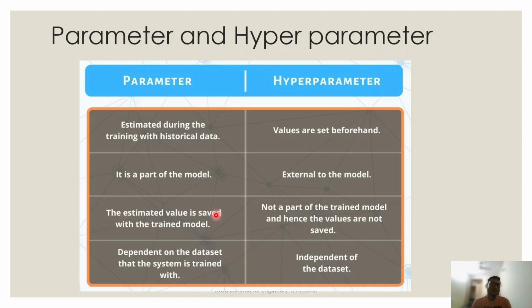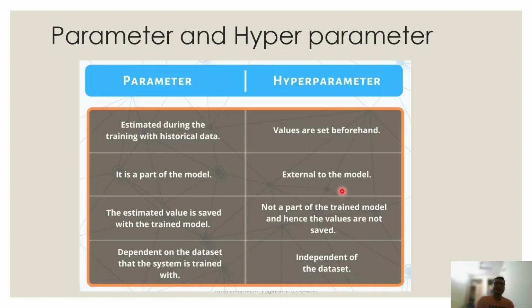Then the estimated value is saved with the trained model. Those alpha and beta values are saved with the model, as a part of the trained model. Hyperparameter values are not saved. You can change these values anytime, and based upon that the training will happen. The parameter values are dependent on the data set, because if your data set changes, then these alpha and beta values also change, whereas hyperparameter values are not dependent upon the data set. That is the very basic difference between parameters and hyperparameters.